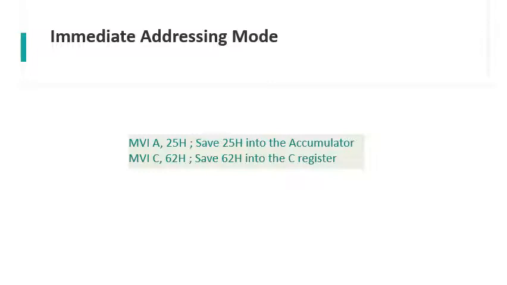MVI C, 62H. So in this statement, we are directly giving a number 25H and telling the microprocessor to move it into the accumulator register. Using the analogy discussed at the start, you can understand this as telling the microprocessor, hey, take these goods, that is number 25H, and store it in the warehouse with name A. In other words, we can understand the immediate addressing mode as a mode in which an immediate value is given to operate on.